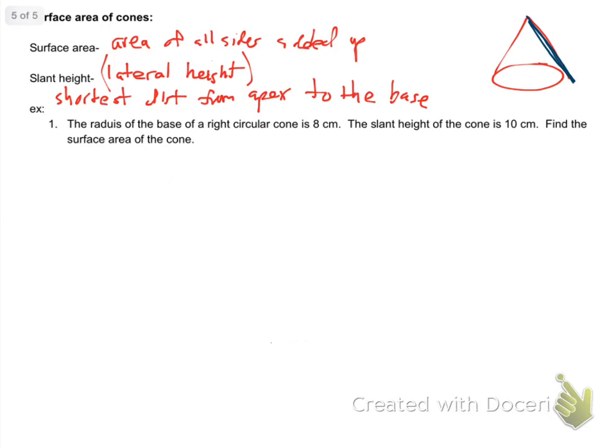Now, taking a look at the example there, I think there's only 2 examples left. It says that we have a radius of the base of a right circular cone, kind of like the one pictured above, is 8 centimeters. The slant height of the cone is 10 centimeters. Find the surface area of the cone. Now, I don't think we talked about the surface area formula for a cone.